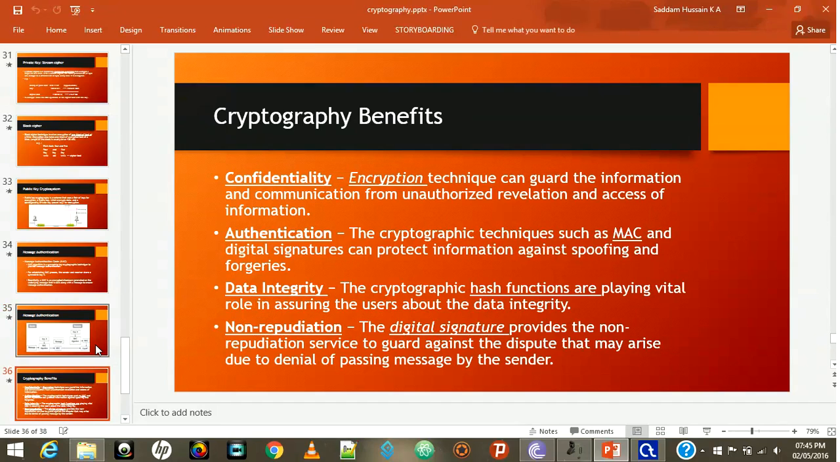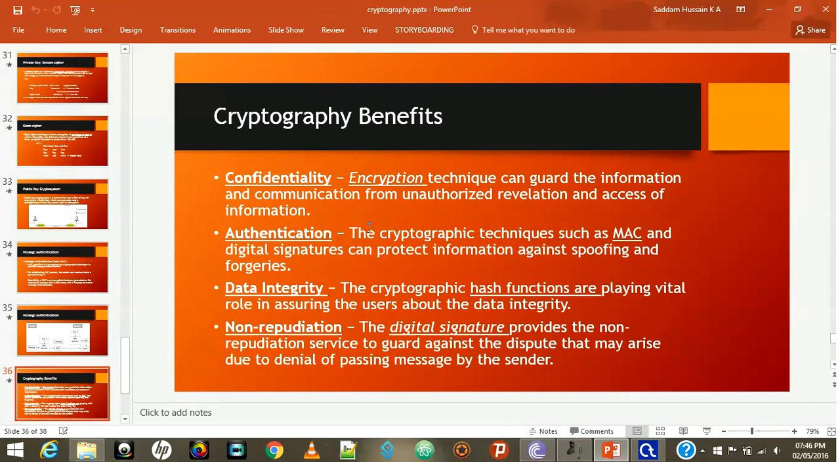Okay, then we have cryptography benefits. What are the cryptography benefits? We are using cryptography in many fields, like banks, for authentication, to get the message, to protect the messages and all. So some benefits are confidentiality, authentication, data integrity, and non-repudiation.